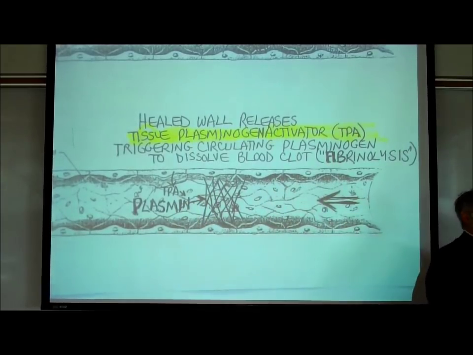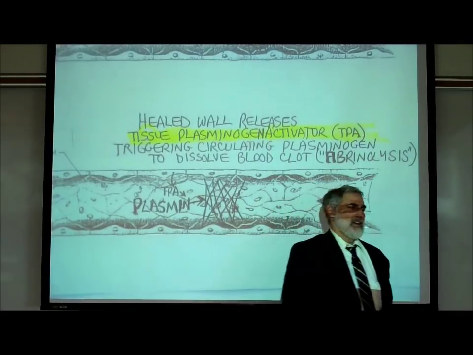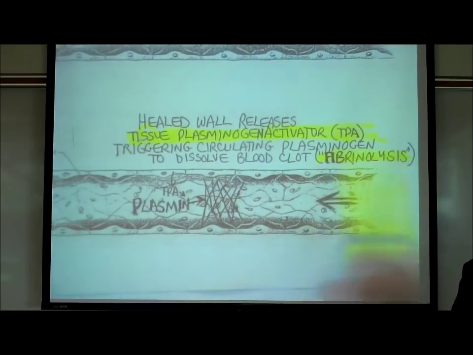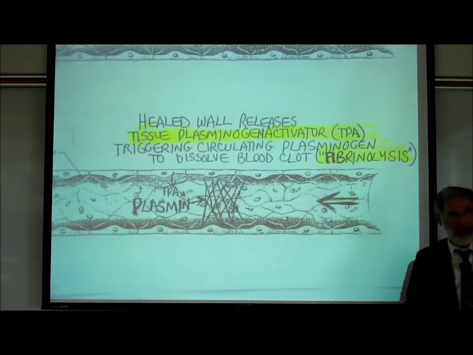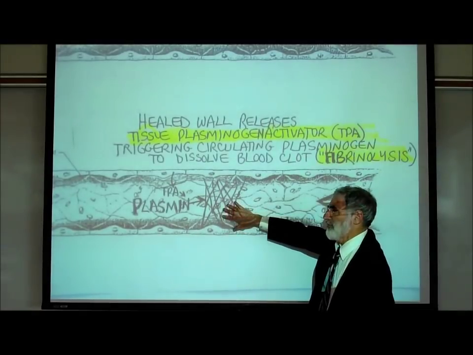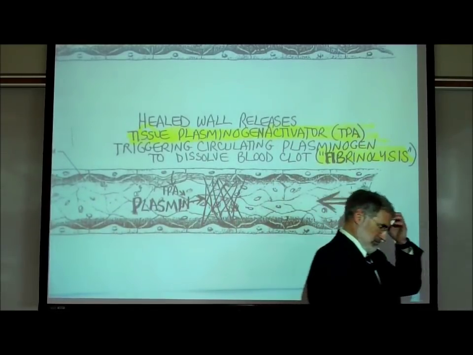What does plasmin do? It dissolves this fibrin clot. This is known as fibrinolysis. What does fibrinolysis mean? To break apart fibrin. So the fibrin clot is dissolved, and when the fibrin clot dissolves, now blood can flow through this repaired vessel.